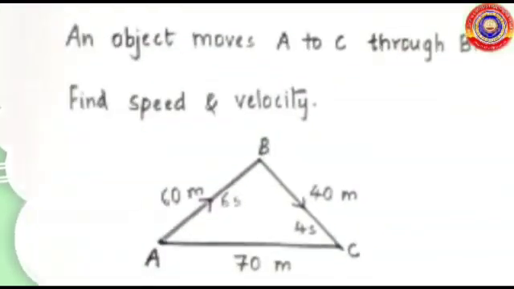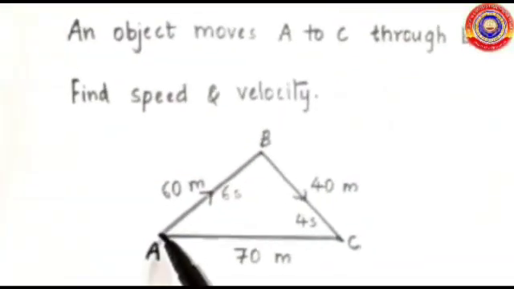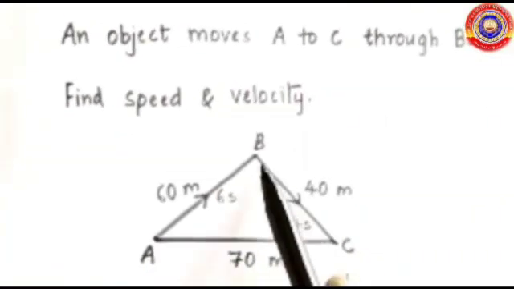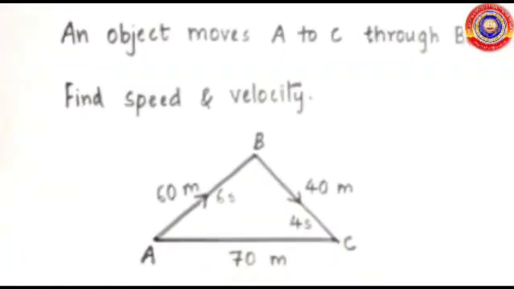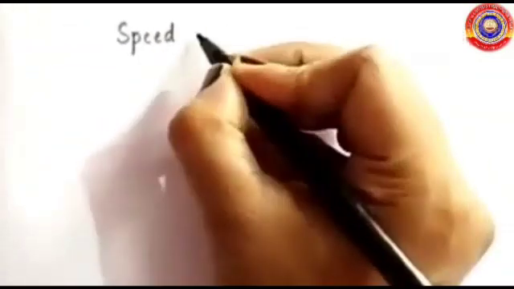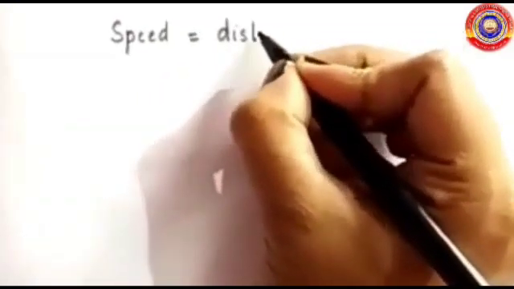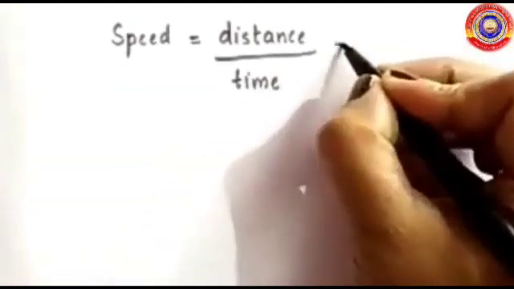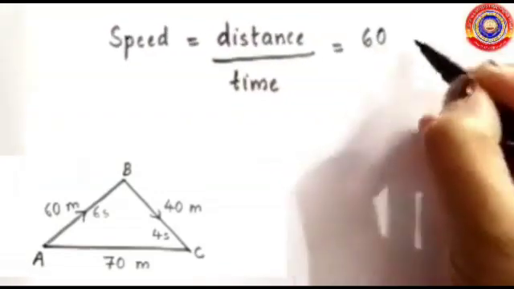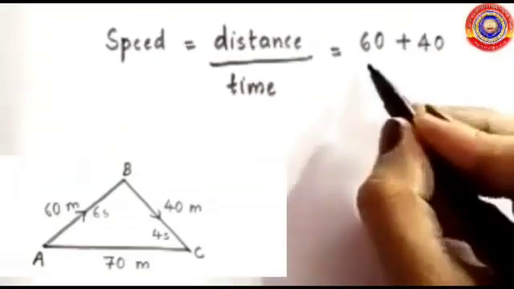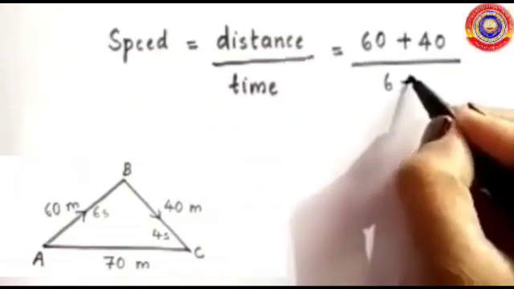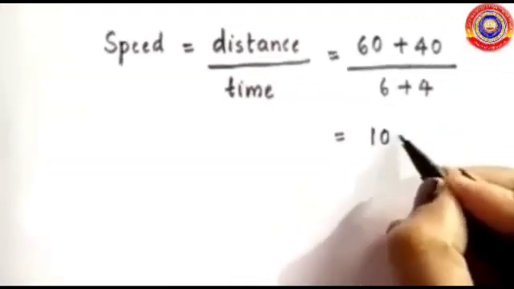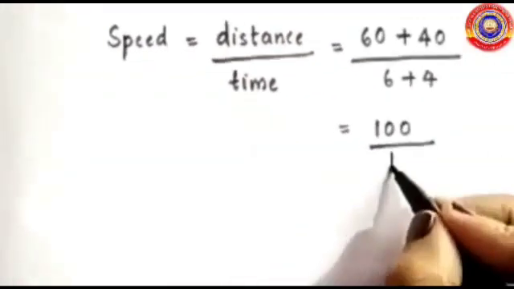Let's see an example. An object moves from A to C through B. Find its speed and velocity. The object moves from A to C through B. Then the speed equals distance divided by time. The distance here is 60 plus 40, and the time taken for the journey is 6 plus 4. So, 100 divided by 10, that is equal to 10.